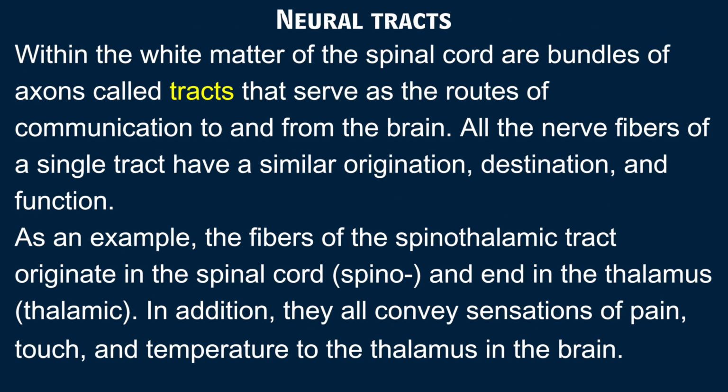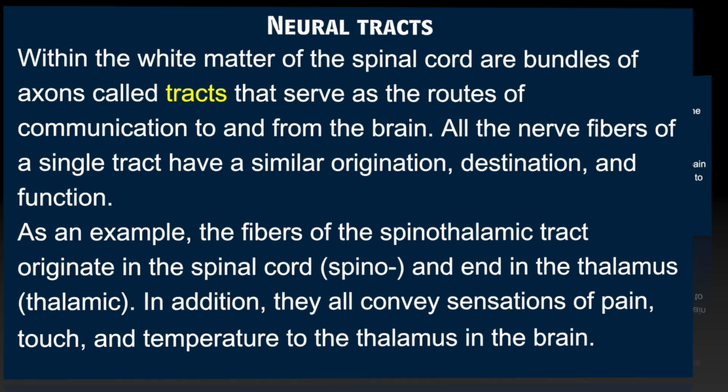Next is neural tracts. Within the white matter of the spinal cord are bundles of axons called tracts that serve as the routes of communication to and from the brain. All the nerve fibers of a single tract have a similar origination, destination, and function. As an example, the fibers of a spinothalamic tract originate in the spinal cord, that is spino, and end in the thalamus, thalamic. In addition, they all convey sensations of pain, touch, and temperature to the thalamus in the brain.